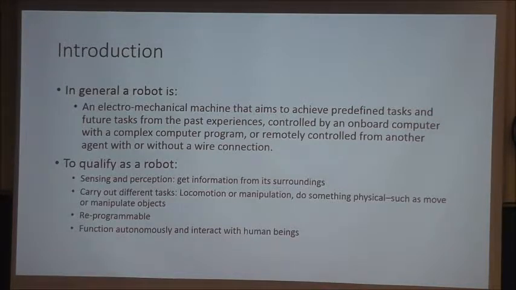For example, sensing and perception, gathering data from its work environment. Carrying out different tasks; a washing machine, you just wash your clothes. Locomotion or manipulation, doing something physical. And it should be reprogrammable. The washing machine, for example, is closed box. You can only reprogram based on pre-installed programs. And it must function autonomously and interact with human beings. Then you have a robot.